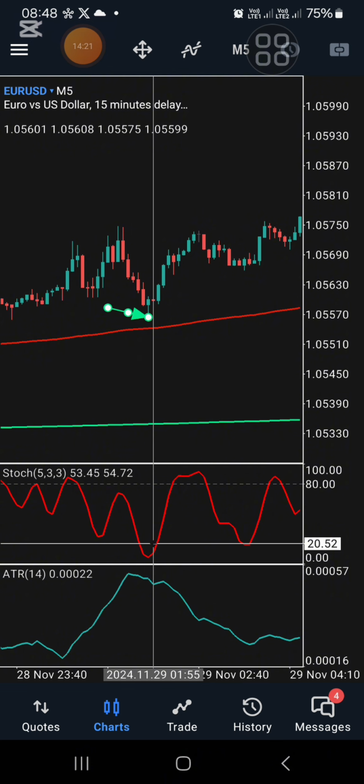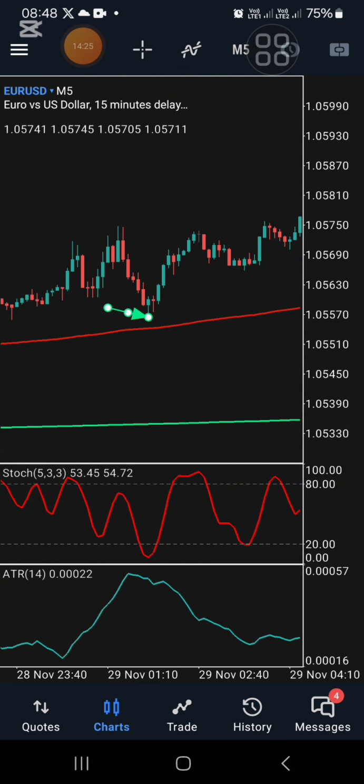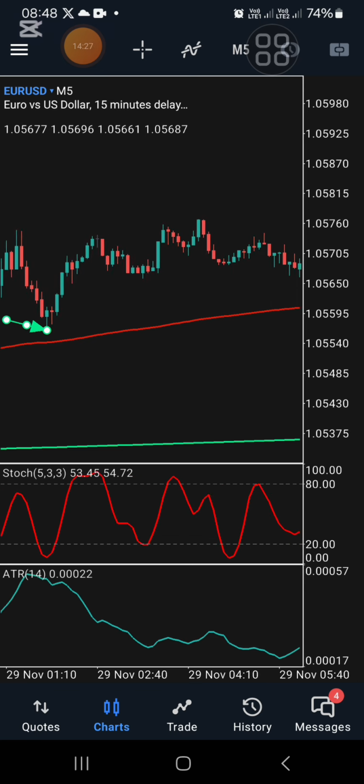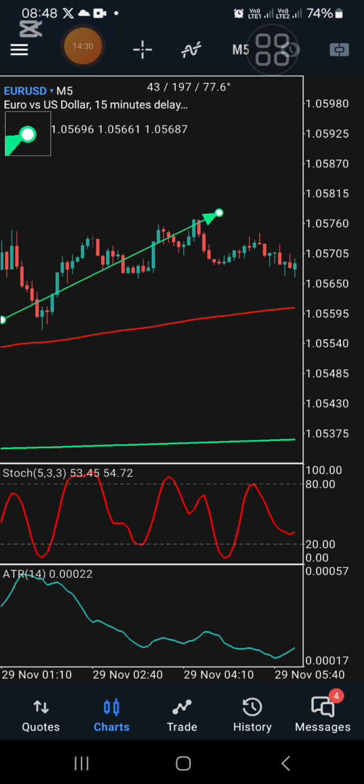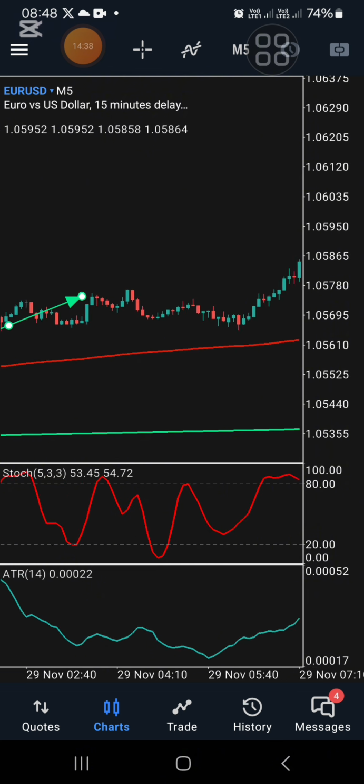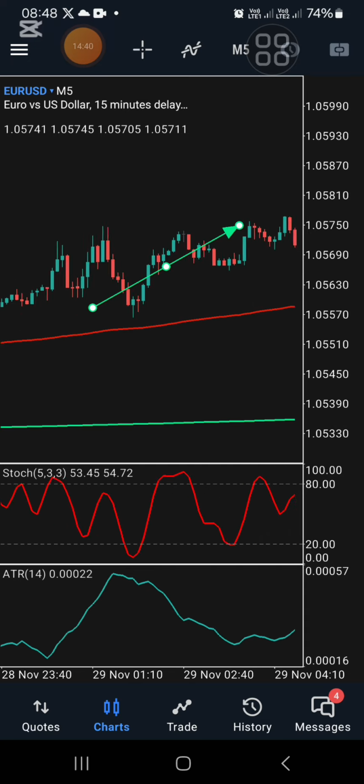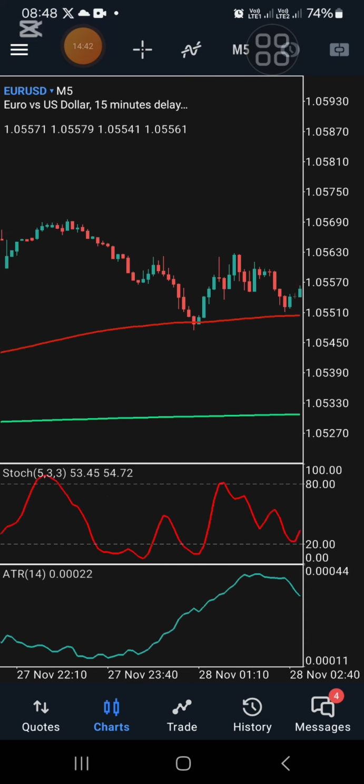Then we're going to get an entry. Stop loss depends on your risk tolerance, or you can make use of the ATR. We get an entry here, and we're going to exit around this swing low. So you can make use of swing lows and swing highs to set your stop loss and take profit. It's very powerful. You can see after this, price kept on moving upwards. Let's look for a selling example.